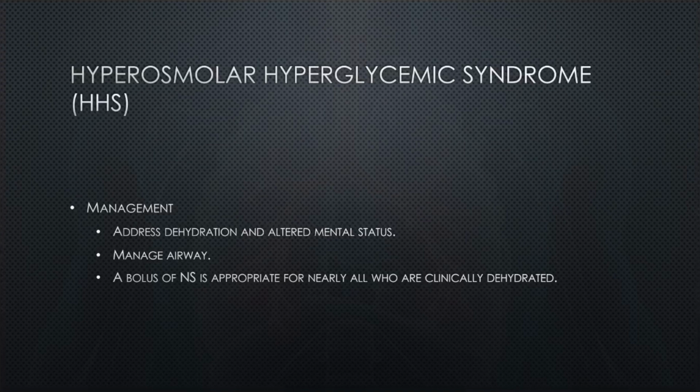In patients with a history of CHF and/or renal insufficiency, consider a smaller bolus, maybe a 250 cc bolus. And patients may receive 1 to 2 liters within the first hour. So the main treatment for an increased blood sugar is going to be fluids pre-hospitally. You're not typically going to give insulin or anything like that before they get to the hospital.